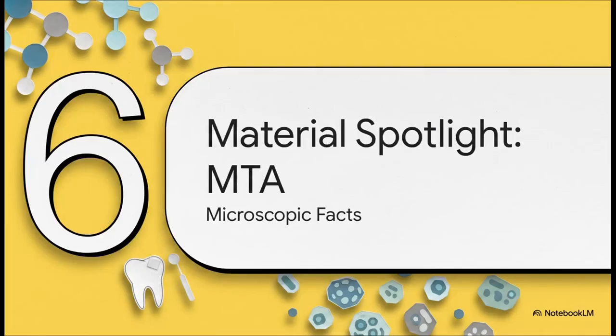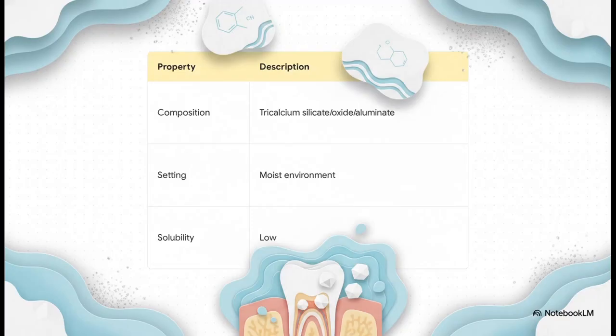Finally, Section 6, Material Spotlight, MTA, Microscopic Material Facts. MTA, or mineral trioxide aggregate, is basically a miracle material in the clinic, if you know how to use it right. You absolutely must memorize its composition for the boards. It's a compound mixture of hydrophilic tricalcium silicate, tricalcium oxide, and tricalcium aluminate. Let me really highlight that phrase for you: hydrophilic tricalcium silicate.